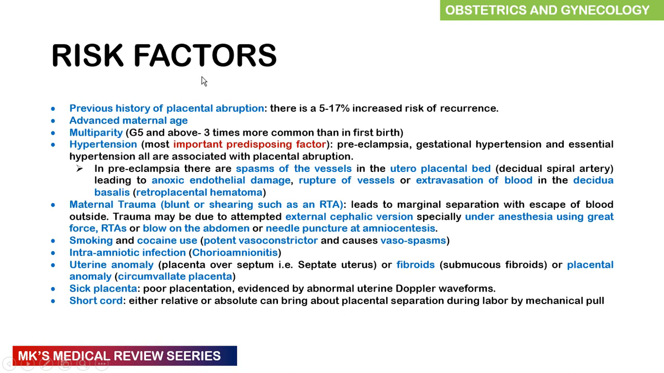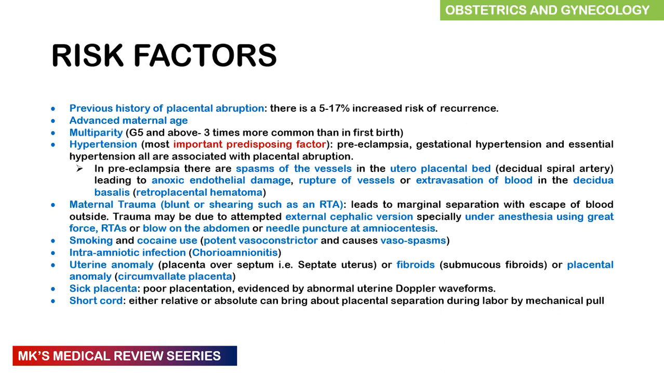Now, what are some of the risk factors? Remember that having one condition puts you at risk of having it again. So with a previous history of placenta abruption, there's a 5-17% increase in risk if someone has had it before. And of course, advancing maternal age, and multiparity, those that have had above 5 deliveries, are 3 times more likely to have placenta abruption. And the most important risk factor is hypertension.